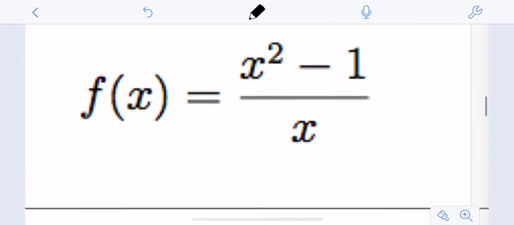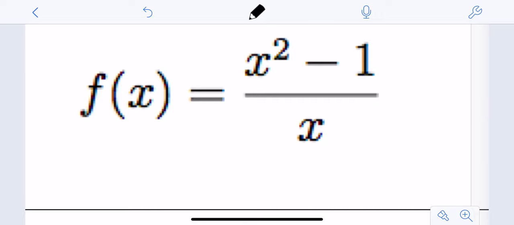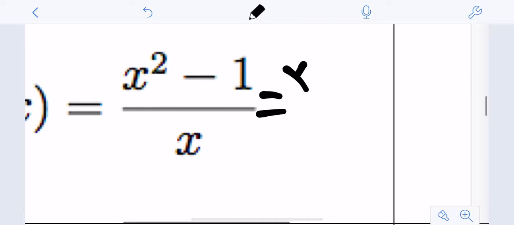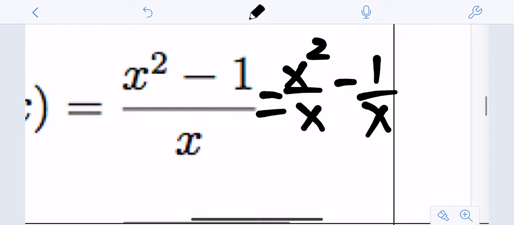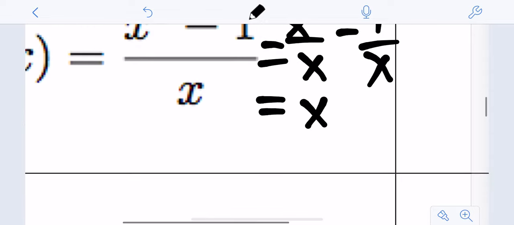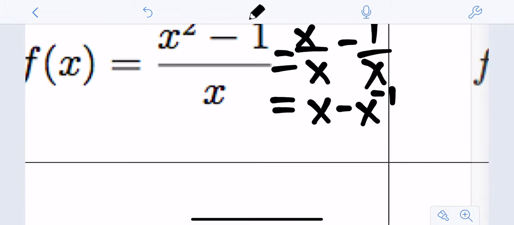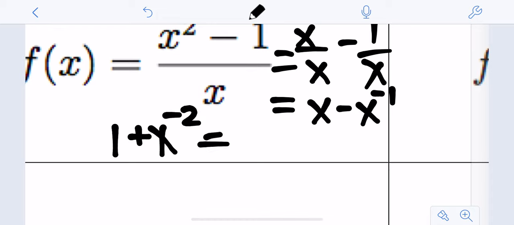Now, if I look at one like this, which looks very similar, the difference here is I could divide each of these by x, because I just have a monomial in the denominator. And so that's the same as x minus x to the negative first. And that's a derivative I can take with power rule. So it saves me a lot of work in simplifying to do that. So the derivative of x is 1. The derivative of that would be positive x to the negative second. So that's 1 plus 1 over x squared.